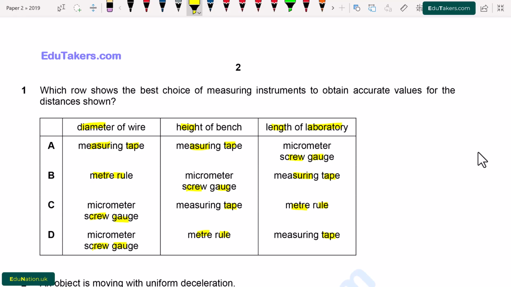When we have to measure the diameter of the wire, we use the screw gauge. I write here. For the measurement of the height, we use a meter rule. And for the length of the laboratory, the measuring tape is used. So from here, option D is correct, which shows the same sequence as I wrote above.